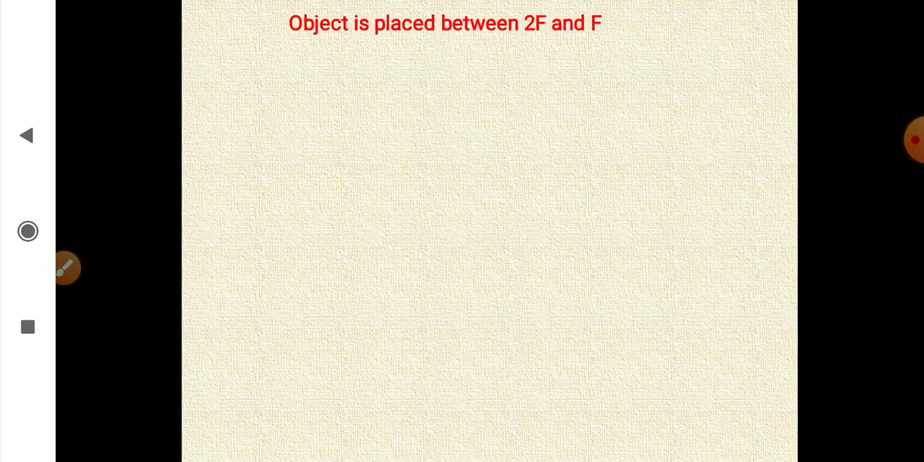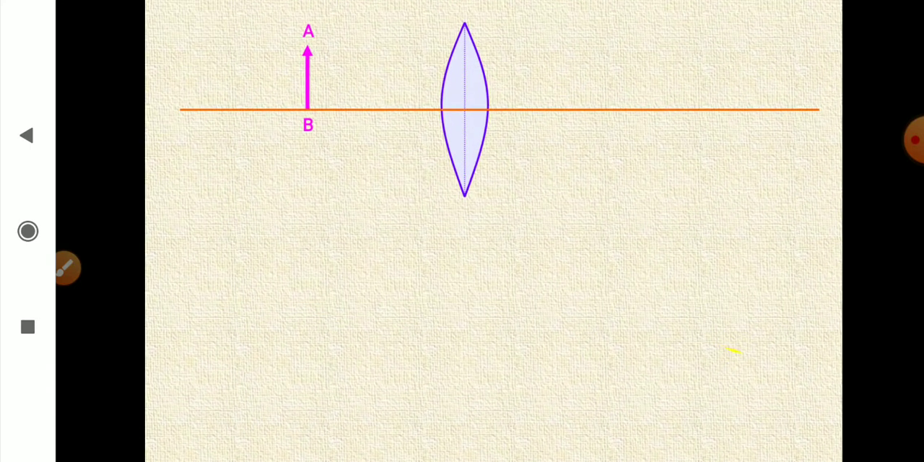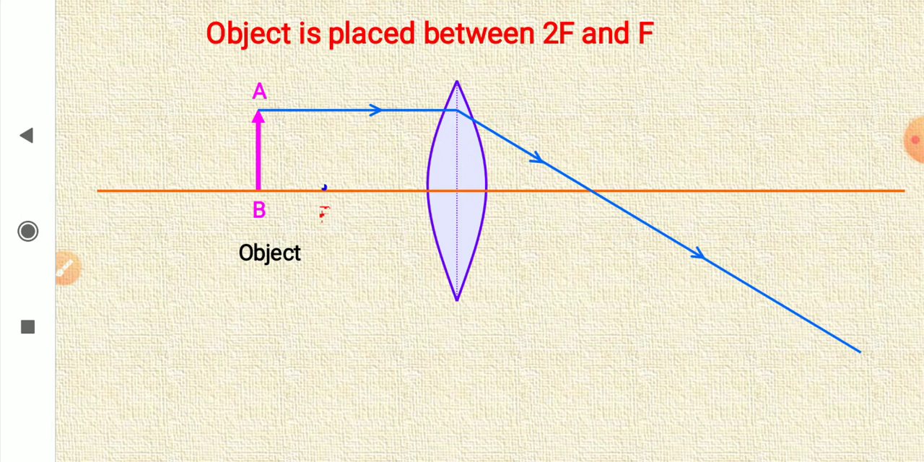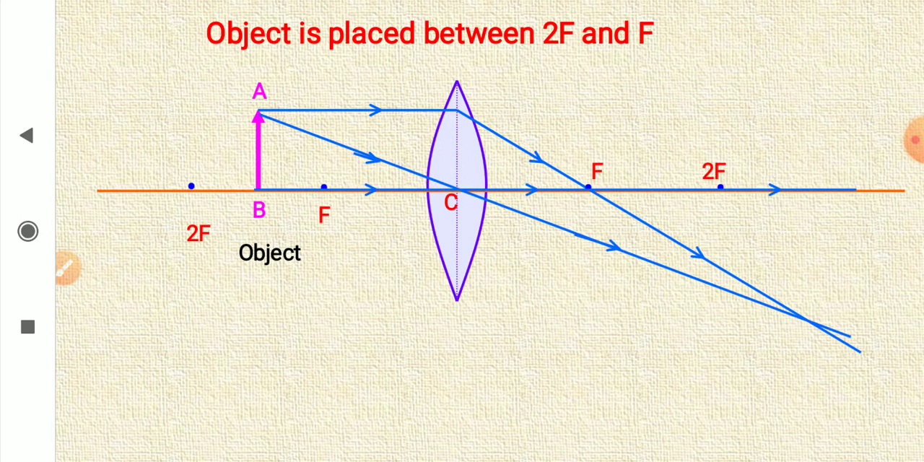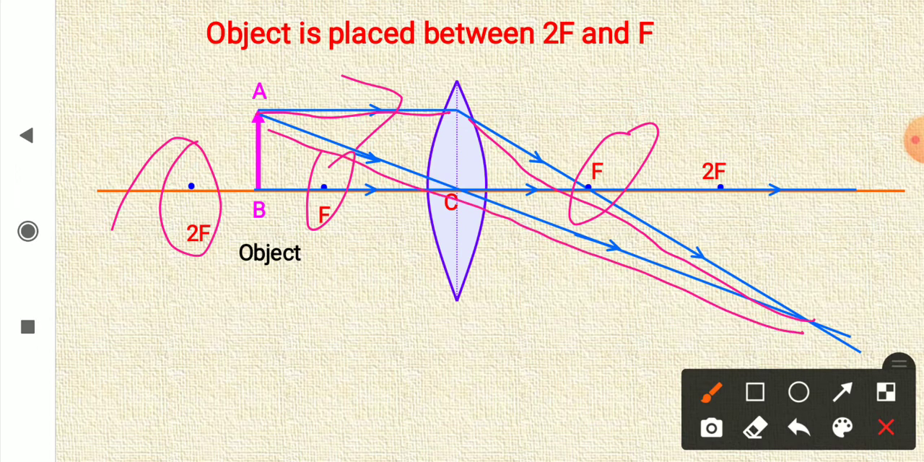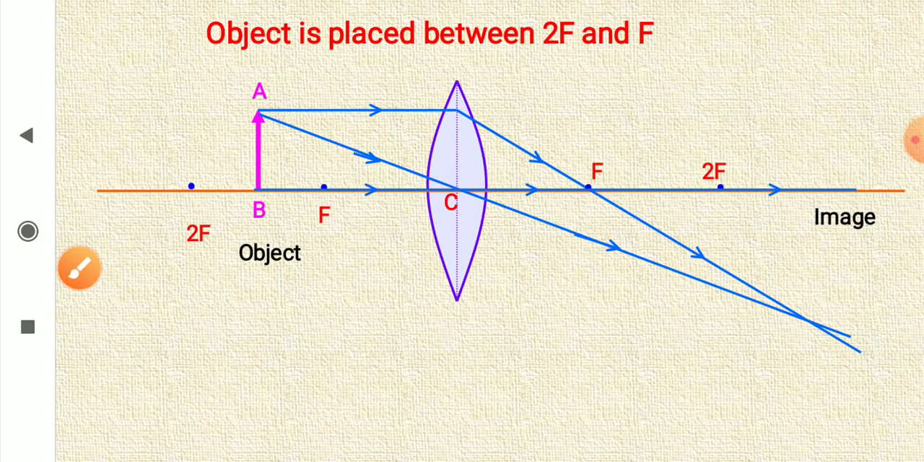Next situation, the object is placed between 2f and f. Now what we are doing is we are bringing the object closer to the lens. So here you can see the object is placed between f and 2f, and by definition, when you take a ray parallel to the principal axis, after refraction it will pass through the focus, and the ray through the optic center will go straight, and they are meeting at this point, and the ray along the principal axis also goes without deviation, and the point at which the rays meet, the image is formed.